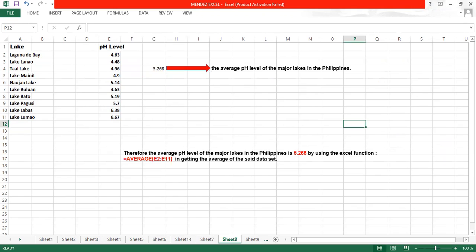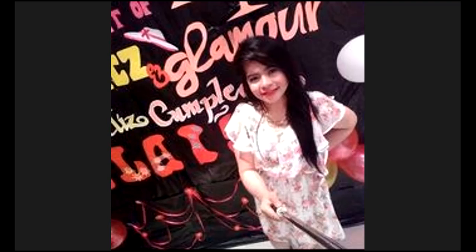Therefore, the average pH level of the major lakes in the Philippines is 5.268, by using the Excel function equals AVERAGE, open parenthesis, E2 to E11, then close parenthesis, in getting the average of the said data set. Now let's proceed to our second problem from Evaluation 2.